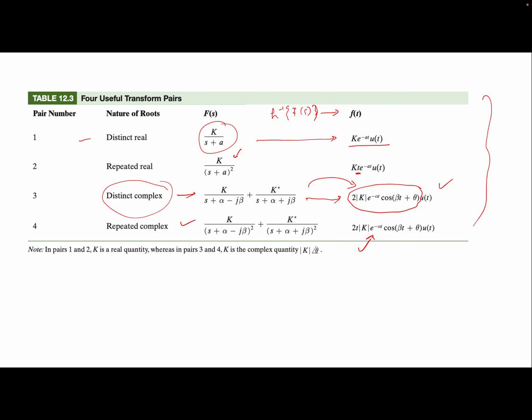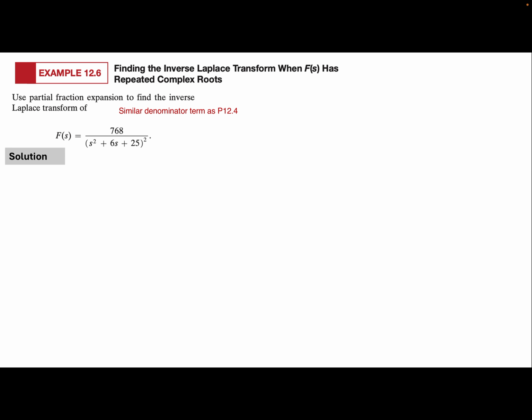So I'm going to do an example of our repeated complex roots, and we're going to talk about how to solve this. And then I'm going to take advantage of this kind of an identity to get here rather than solving for the whole thing. Okay. So let's see the next example where we have repeated complex roots.